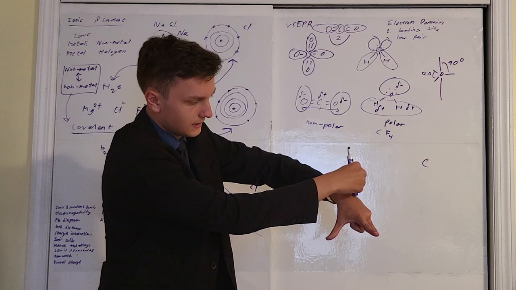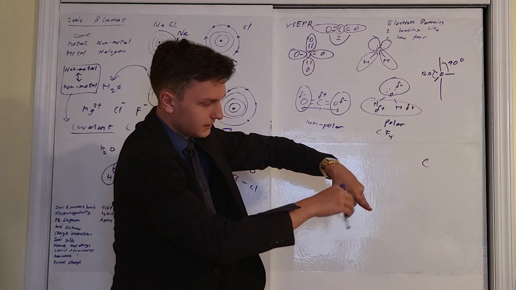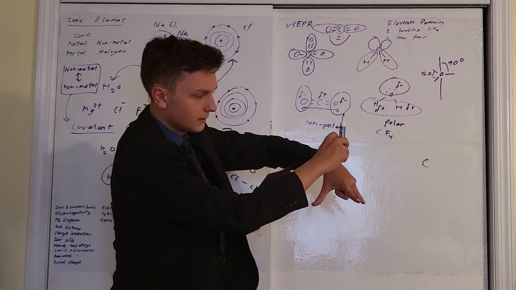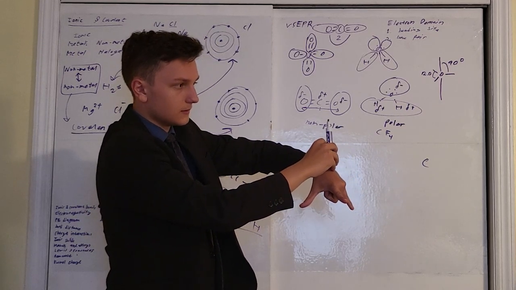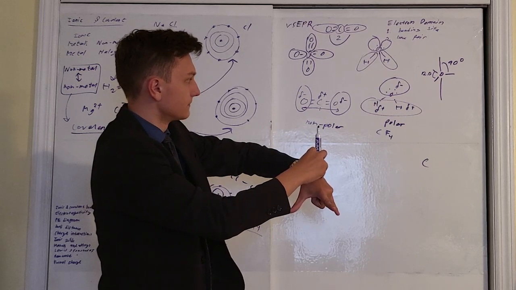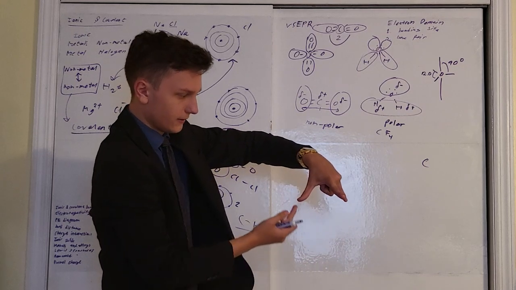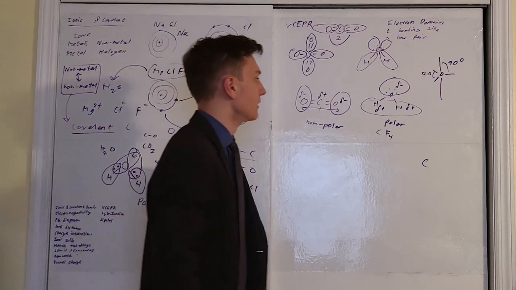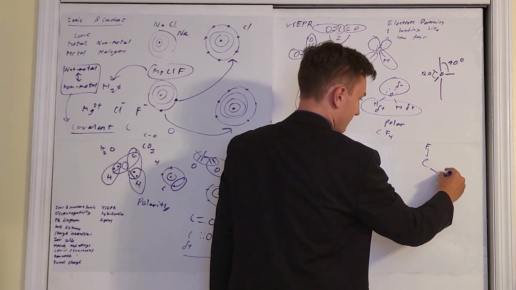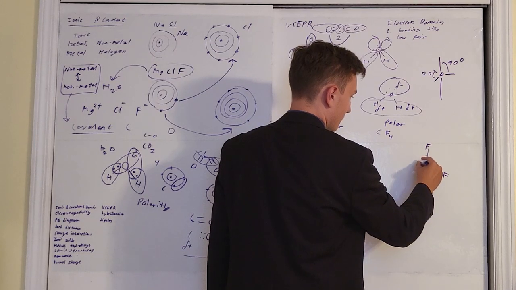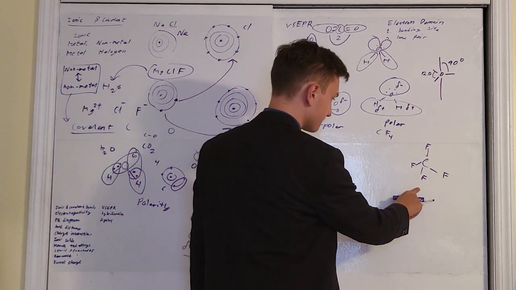It's basically a pyramid, three-legged pyramid with one domain on top, okay? And that's a tetrahedral. So you'd have a fluorine up here, you'd have a fluorine there, and a fluorine here. So you could try to visualize that in 2D space as such.